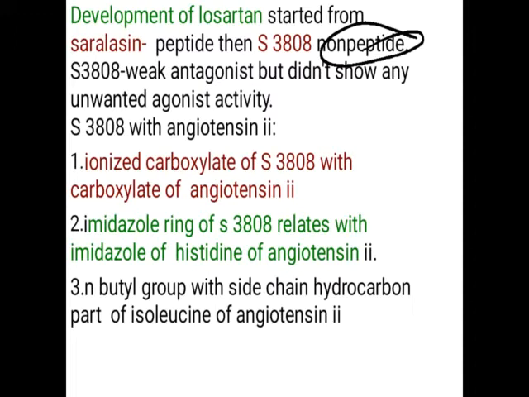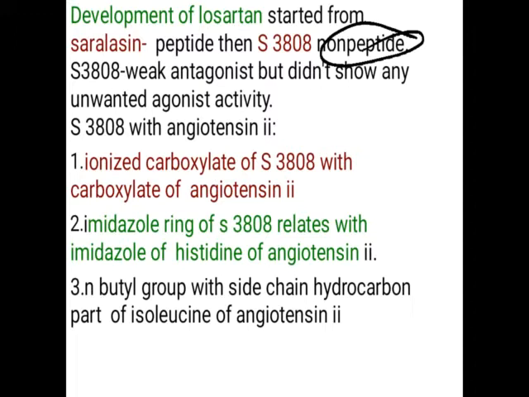What are the disadvantages of saralasin? Bioavailability and oral absorption. What are they due to? Disadvantage due to the peptide bond. So they changed the peptide to a non-peptide. What is the first drug among the non-peptides? S3808. This is the non-peptide. What is the advantage of the non-peptide? Very few side effects, it did not show any agonist activity. So it was not a partial agonist. But the disadvantage? Weak activity.